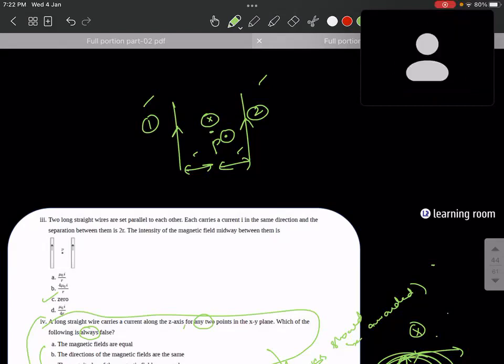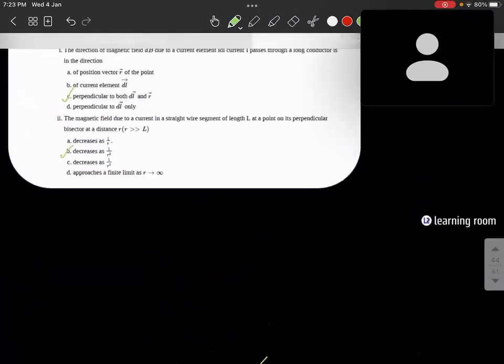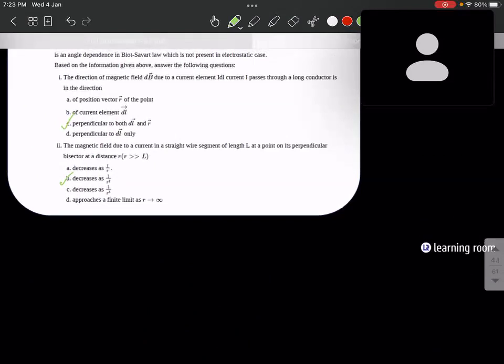The second one, sir. They're asking the formula for a straight current carrying wire, right? Straight current carrying wire or finite length? So what will be the formula for it? It will be mu naught I divided by 4 pi r into sine alpha plus sine beta, when you're writing it like this.